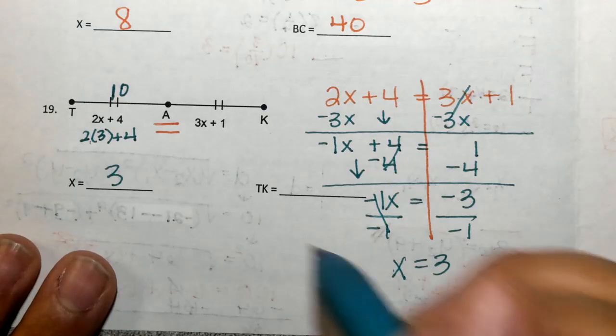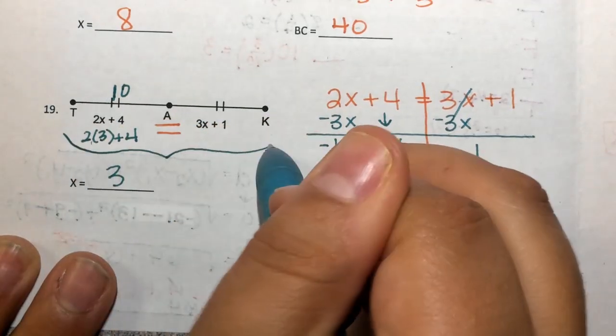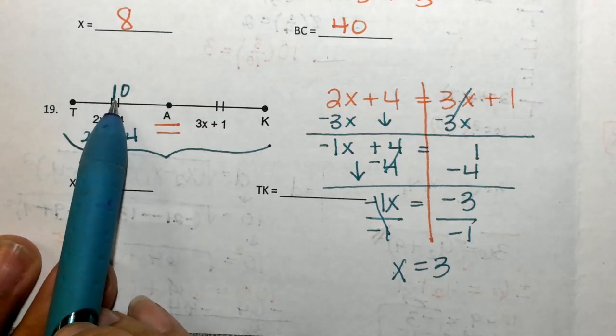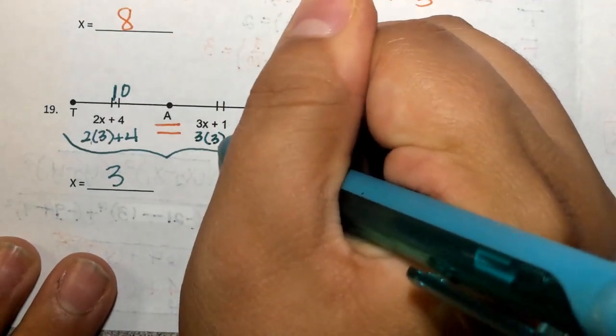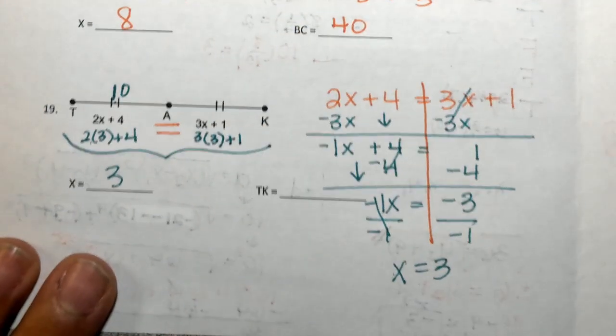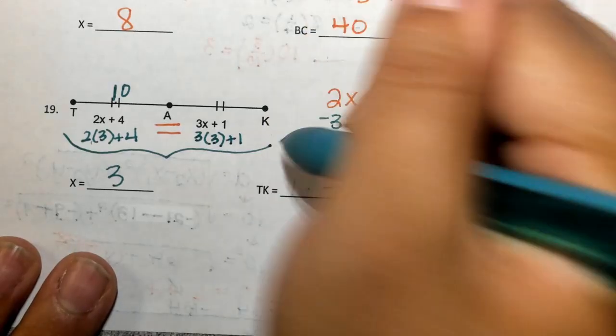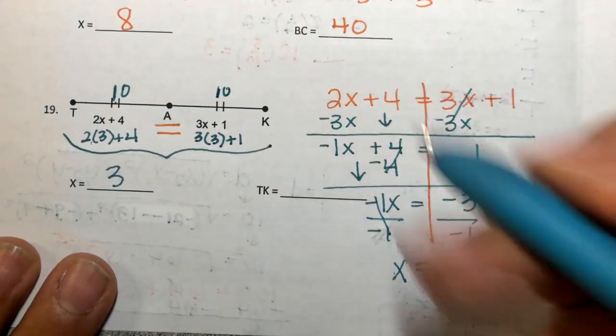Because it's asking for both of them. It's asking for t to k. It wants the whole thing. If this side's 10, what should this side be? 10. And if it's not, then your x is probably wrong. 3 times 3 plus 1, is that also 10? So what's the whole thing?